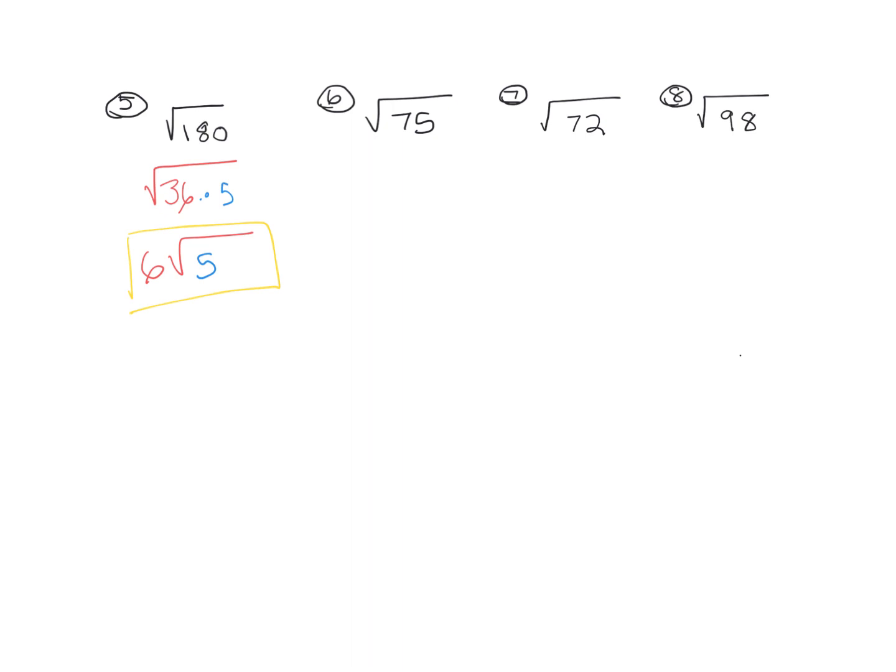75, we know that anything ending with a 5, we want to try 25. So this would be 25 times 3, which is 5 times the square root of 3.